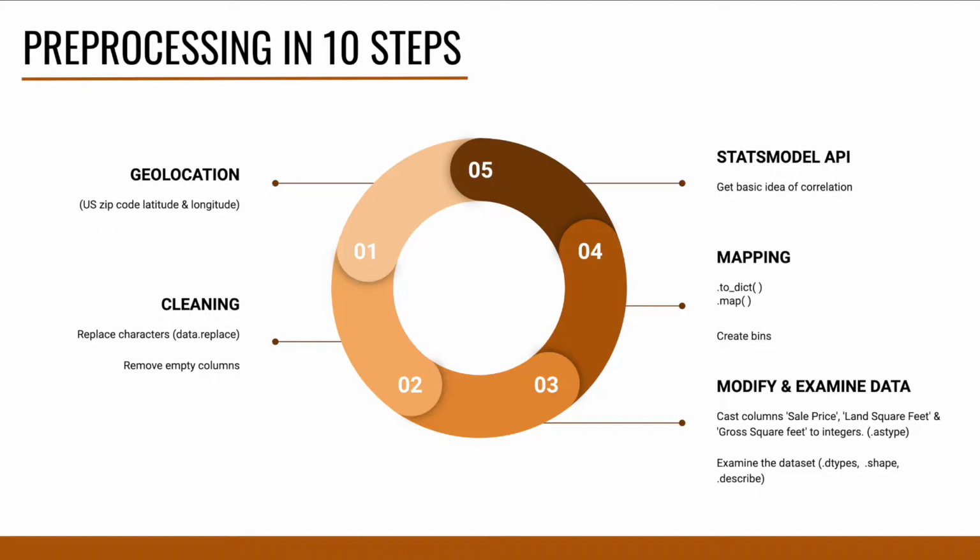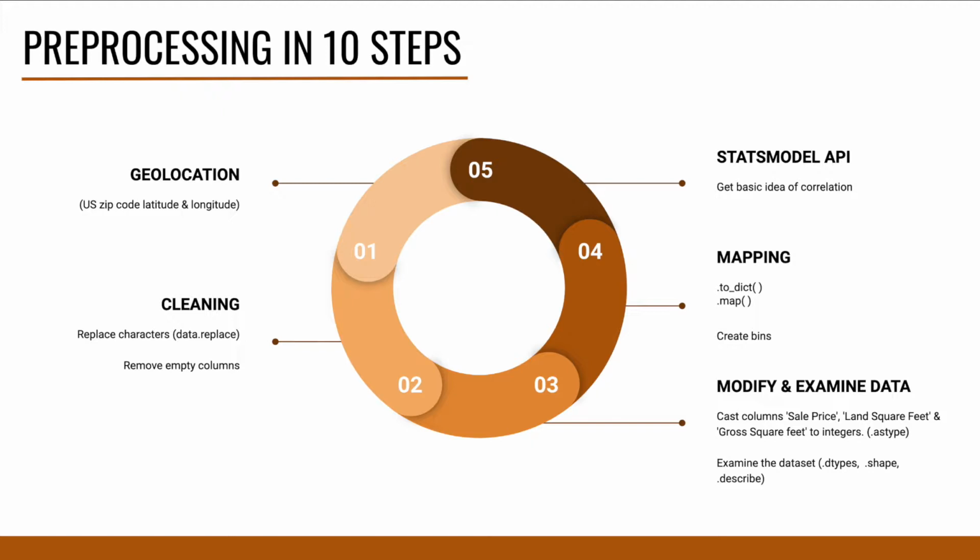In the next step, we examined the data by using .shape, .dtypes, and the describe function to get a better understanding of our data. And step number 4 is mapping, where we mapped the data using the .map function and the toDict function. We also created bins for visualization.